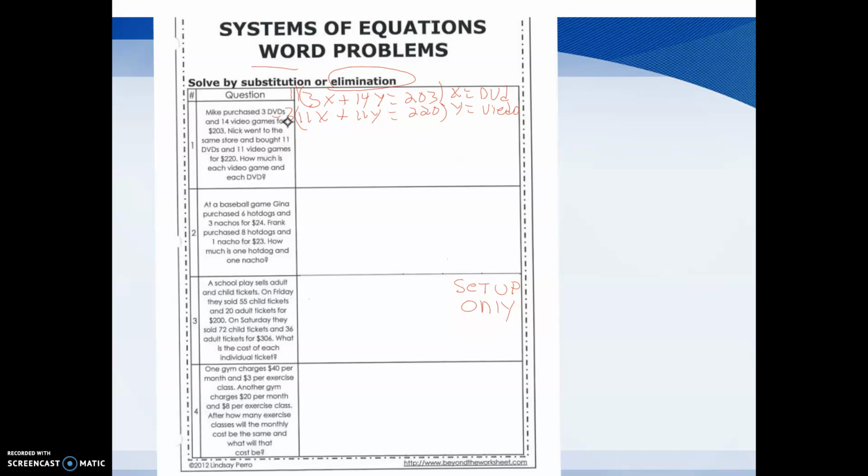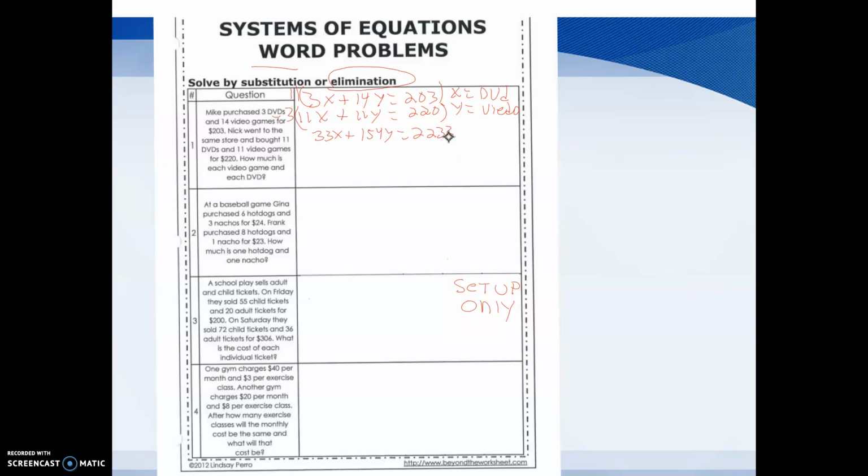So if I go ahead and multiply the top, but now remember I got to multiply the whole thing by 11. So that would be 33x, right, plus 154y equals 2,233. Some big numbers, but again, we're using our calculator.